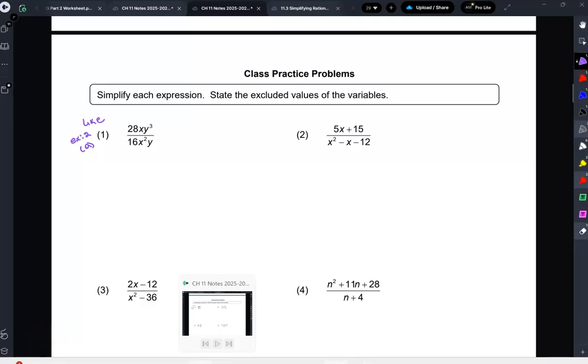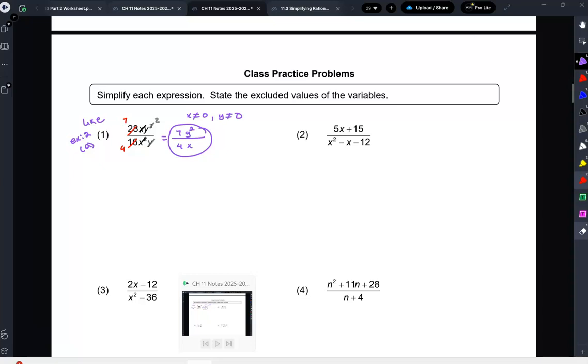The excluded values are x can't equal 0, y can't equal 0. Okay, and then the 28 and the 16 both divide by 4, right? And I get 7 and 4. And then with the x, 1 cancels and 1 cancels. And then with the y, I have 2 here and none here. So that gives me 7y squared over 4x. Okay?